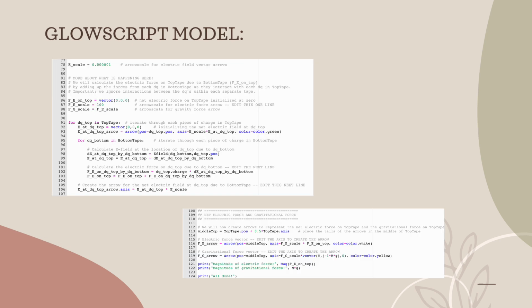And then that chunk of code below there is creating the top tape and the bottom tape for the stuff on the next page. So here we have the calculations for electric force on the top tape due to the bottom tape. And then below that, we have calculations for the net electric force and gravitational force.